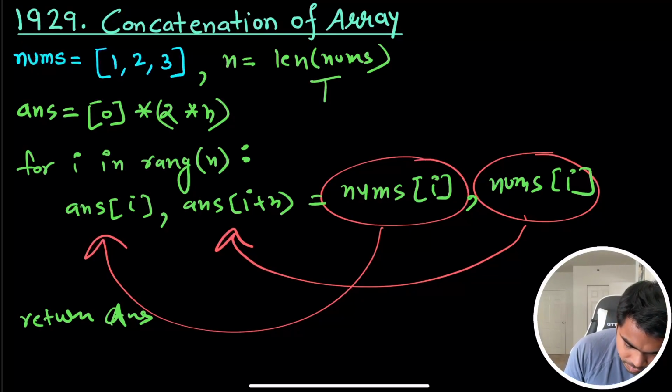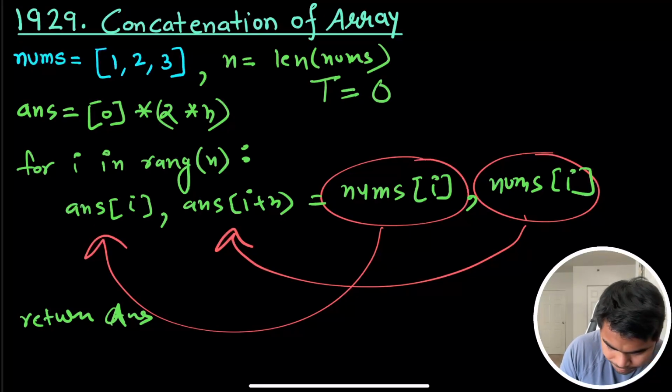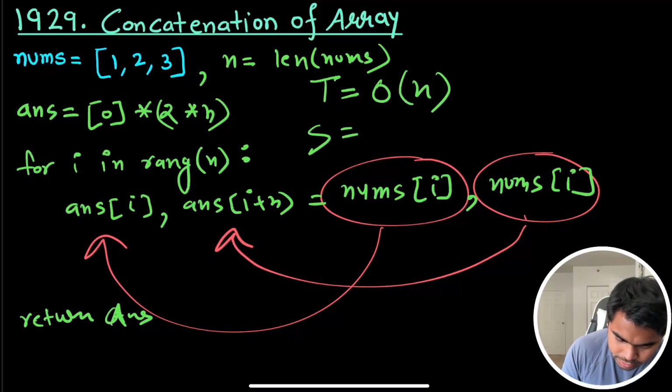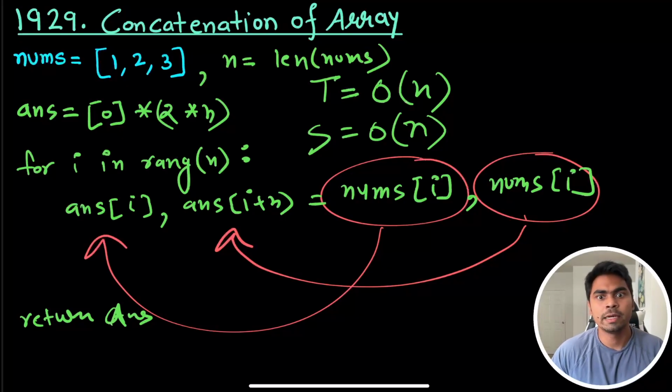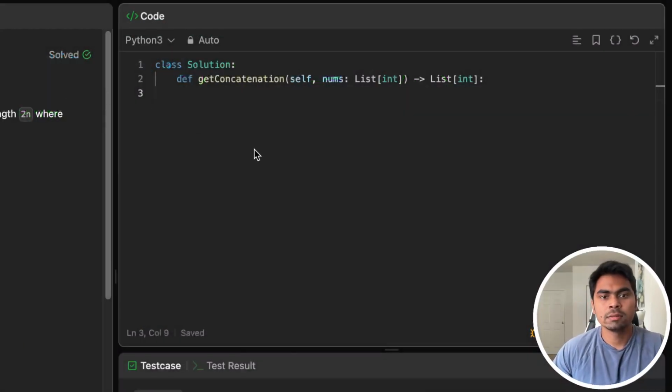And the time complexity here is going to be big O of n, and space complexity is going to be big O of 2n, or just n itself, because we are creating another array. That's a specific ask of this problem, right? So let's switch our view and write our code.